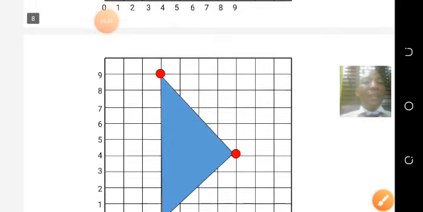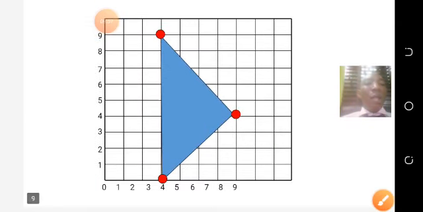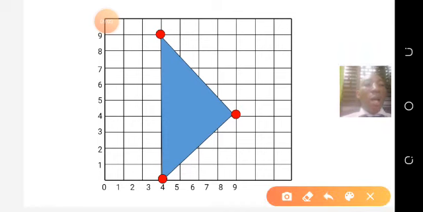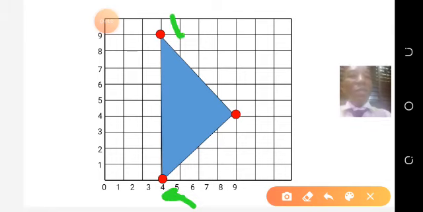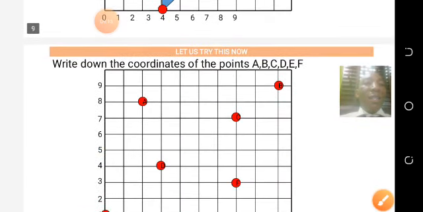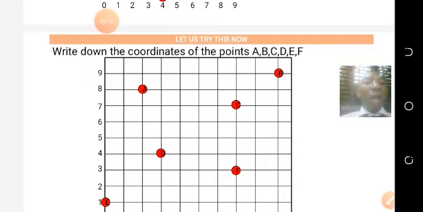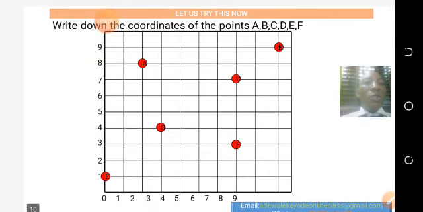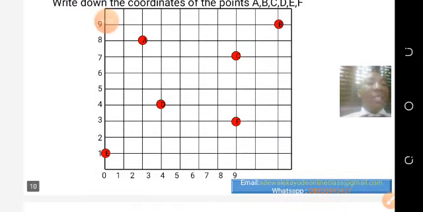Let's see another example. I'm going to give you this one too as homework. Find coordinate A, coordinate B, and coordinate C for me. You try this too.